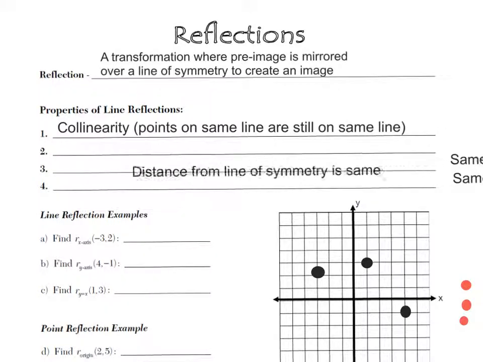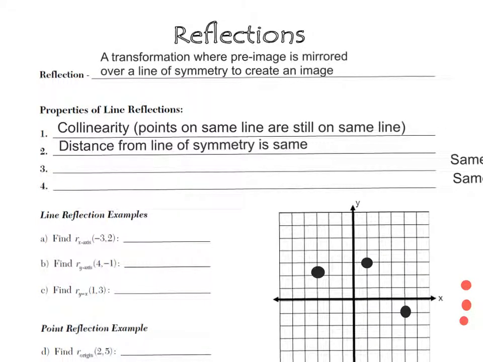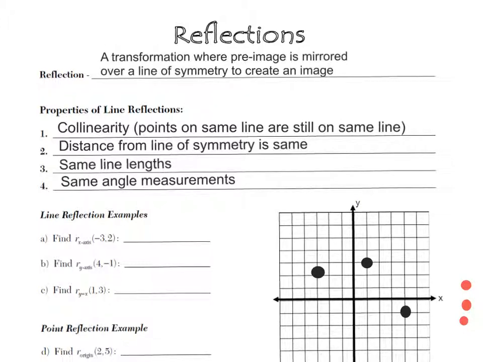Another property of line reflections is that the distance from the line of symmetry should be the same. So the distance from the line of symmetry is the same. Another property is that you'll have the same line lengths. So if one line is 2 inches long, if you were to reflect it, it will still be 2 inches long.